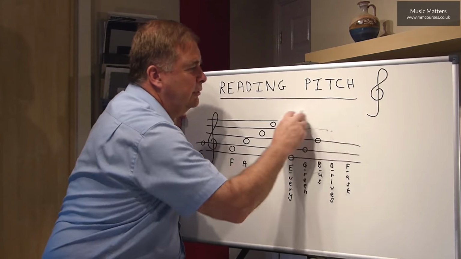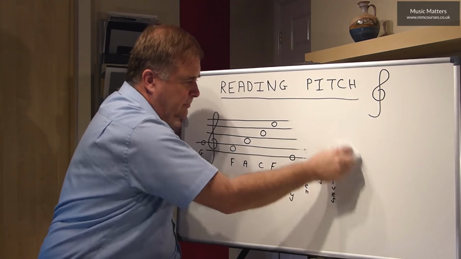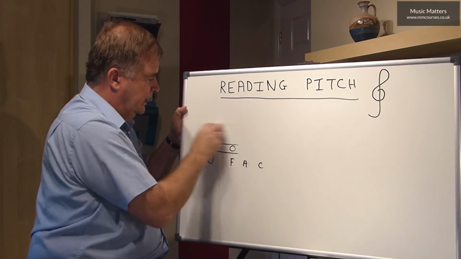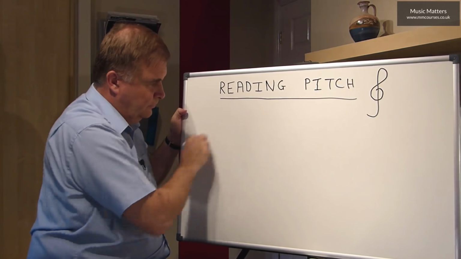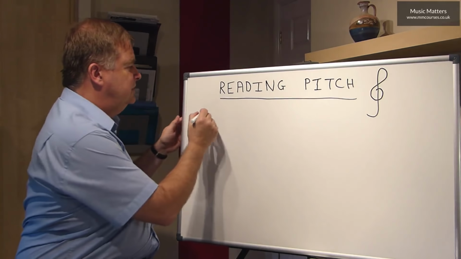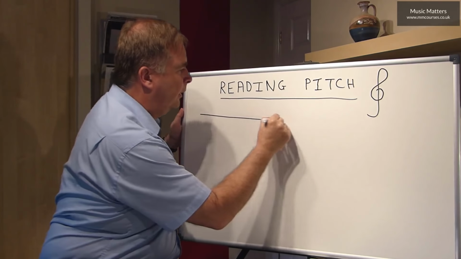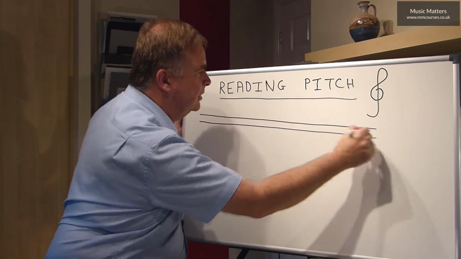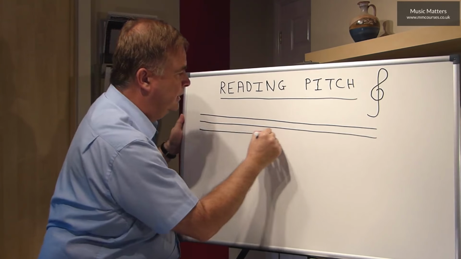Okay, so far so good. I'm going to rub that out now, and then we're going to reorganize those notes in a slightly different way. So, here comes a new stave. Remember, the stave always has five lines.